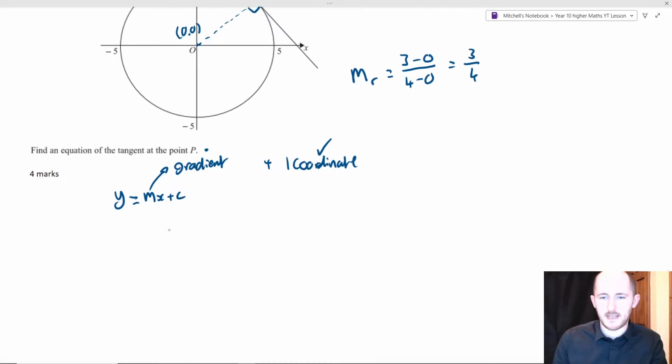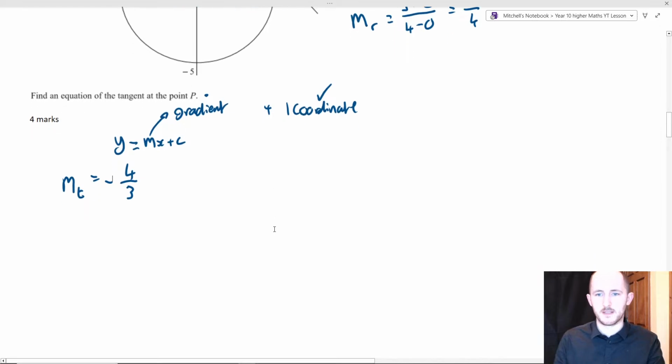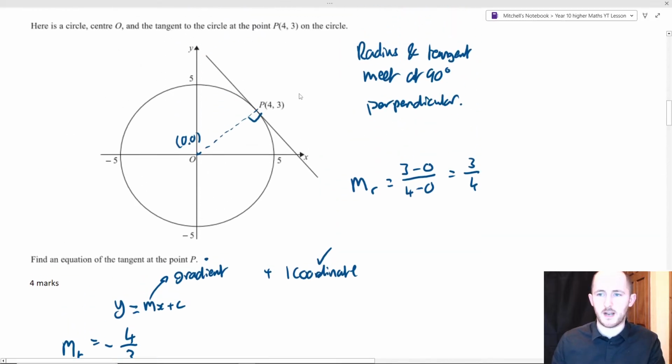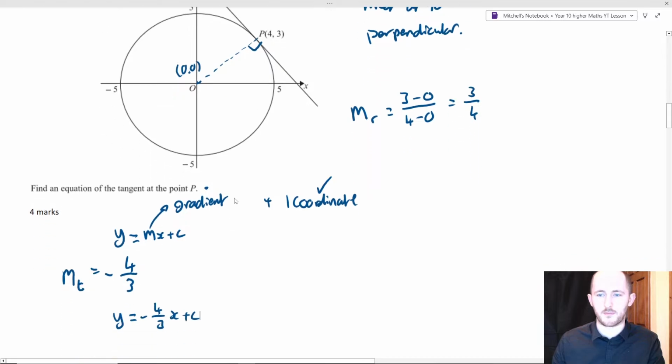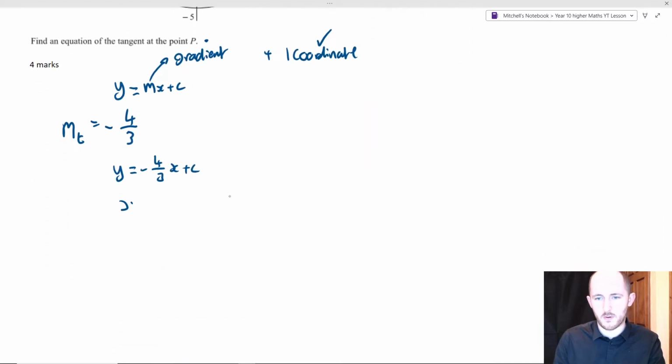So that means that my gradient for the tangent, which I'm going to call mt, is just the negative reciprocal. So I flip the fraction, so that's 4 over 3, and I change the sign, so I'll make it negative. Now I've got everything I need. So y is equal to negative 4 over 3 x plus c. And to work out plus c, I can use the coordinates 4 and 3. So when x equals 4, y equals 3.